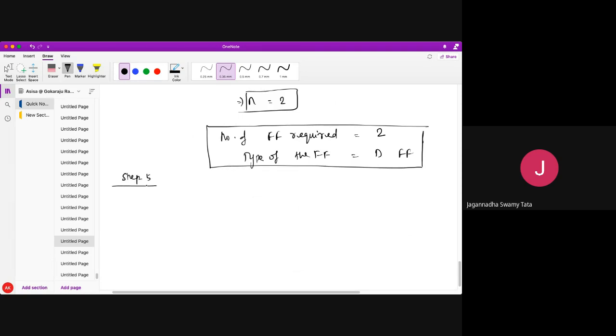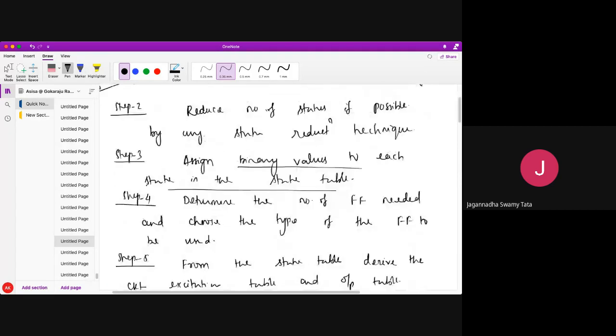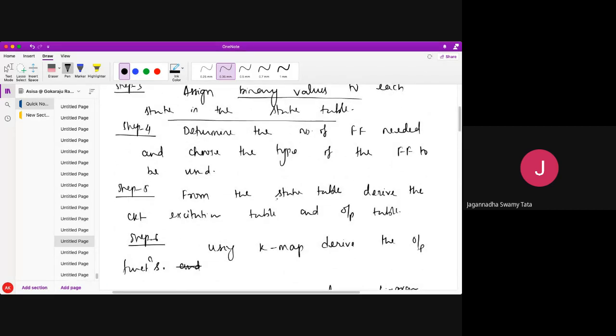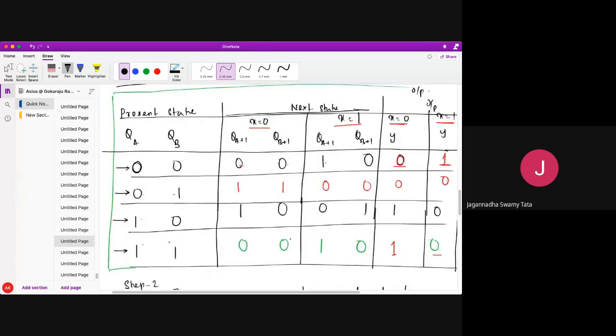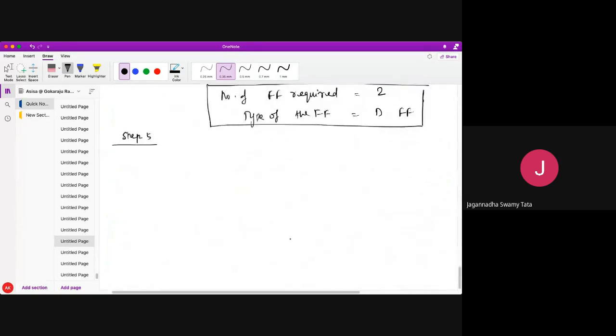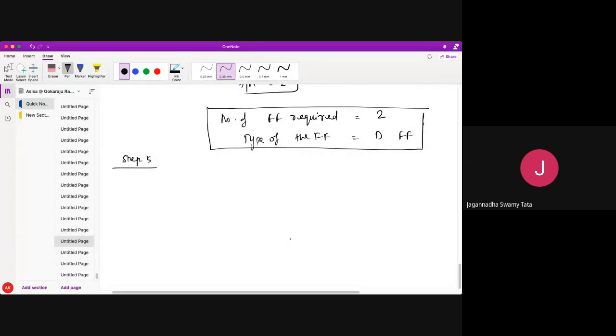What is step 5? Step 5 is here. It has been told to you that from the state table, which means your reference will be the state table, derive the circuit excitation table and output table. So what you have to do, by using this state table, is derive the excitation table and the output table. As I know, in that excitation table I am going to have my output table as well. So in this step 5 I am going to derive my circuit excitation table along with the output table.